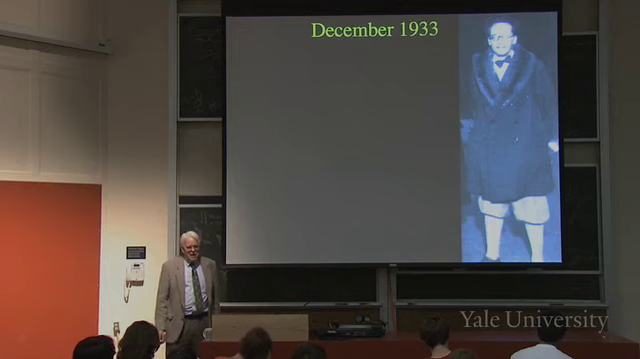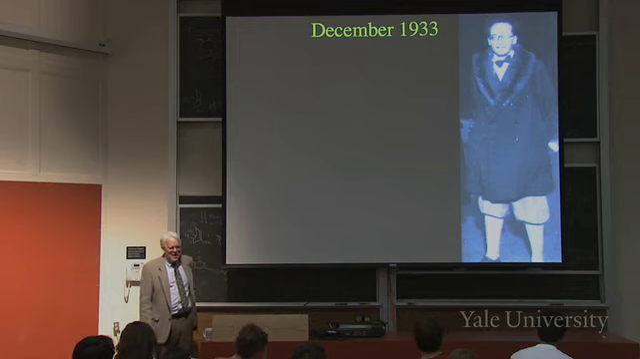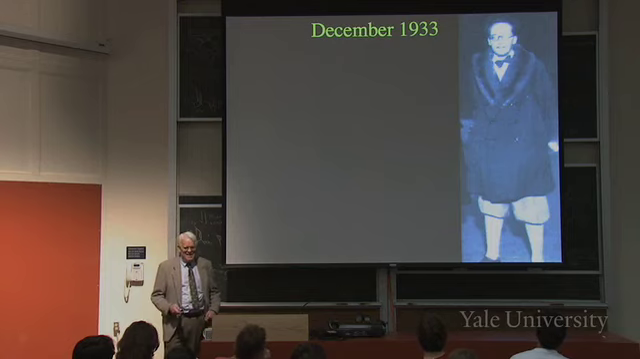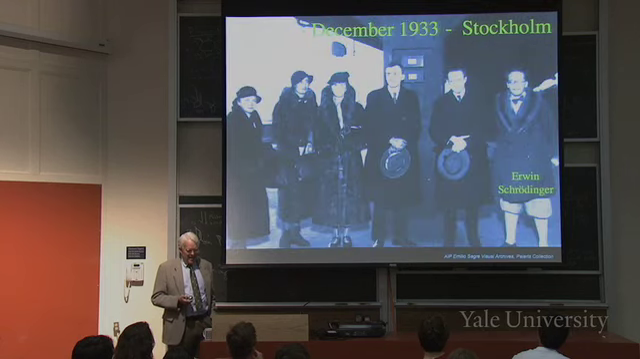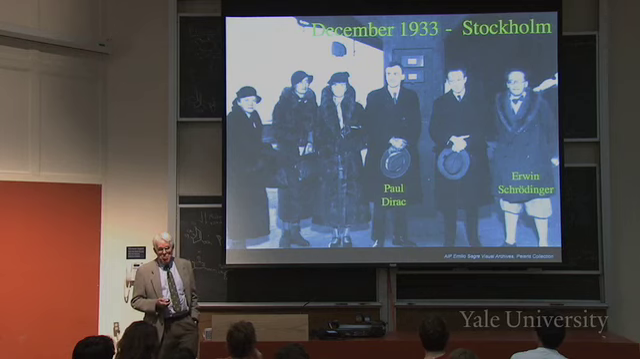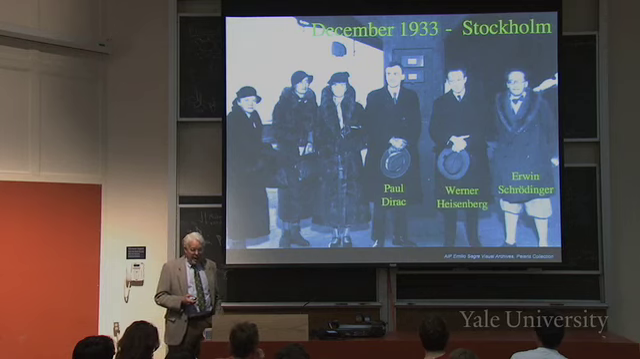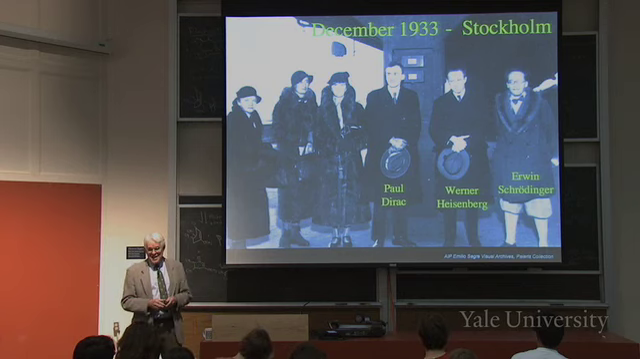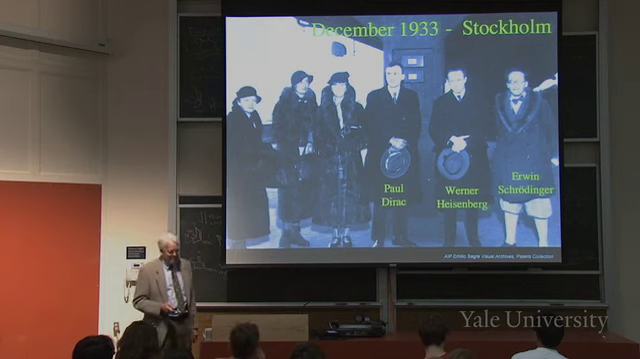So within 7 years, here's Schrödinger looking a good deal sharper, right? And where is he standing? He's standing at the tram stop in Stockholm, where he's going to pick up his Nobel Prize for this, right? And he's standing with Dirac, with whom he shared the Nobel Prize, and with Heisenberg, who got the Nobel Prize the previous year but hadn't collected it yet, so he came at the same time.